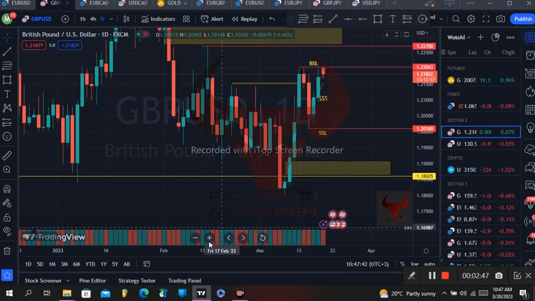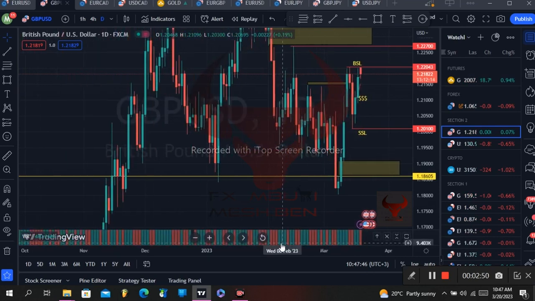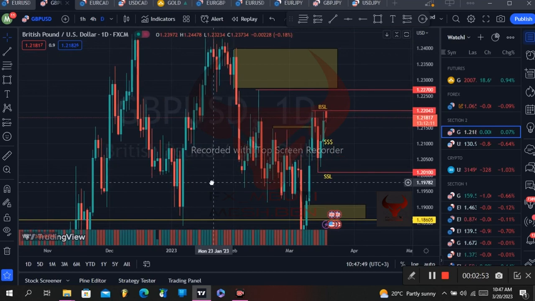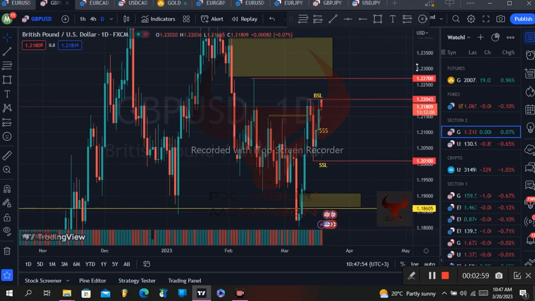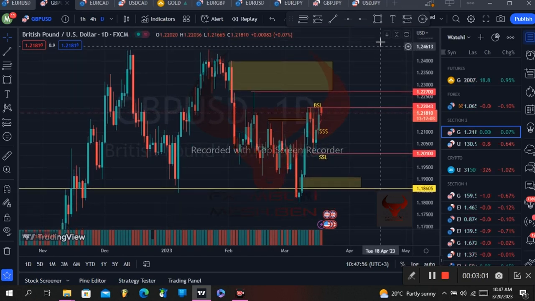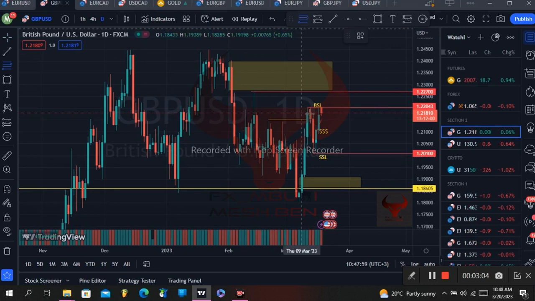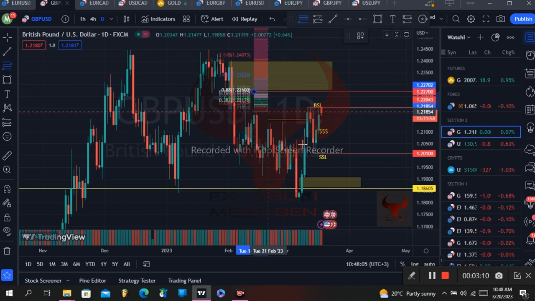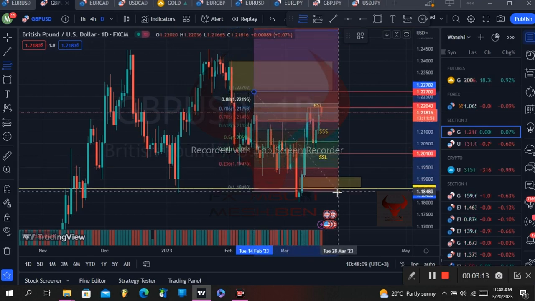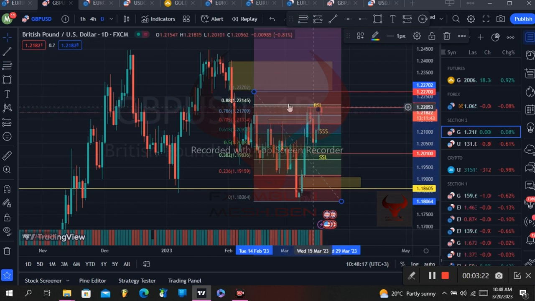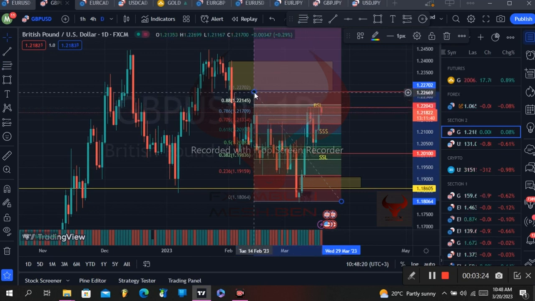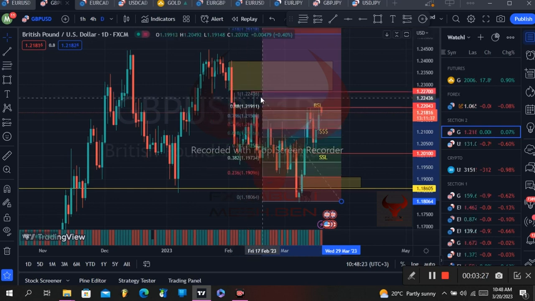So the market currently, if we take our fib from this swing, it's at a premium. Let's take our fib from this swing. It's at a premium, but still we have relative equal highs here and this swing high, which to me I think will be targeted for drawn liquidity.